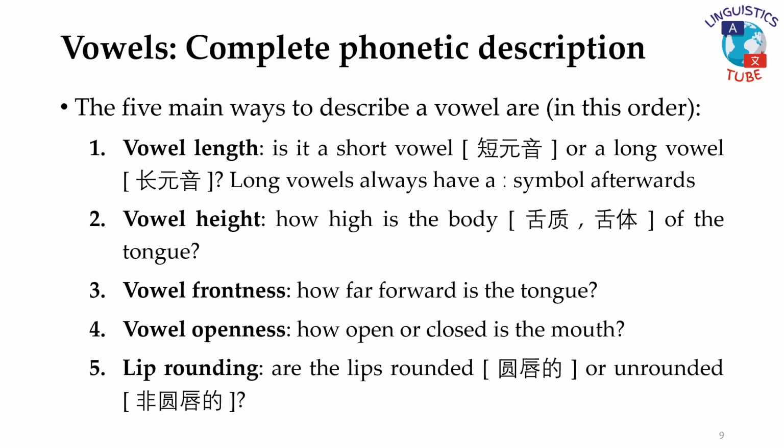Secondly, we describe the height of the body of the tongue in the mouth. Thirdly, we describe the frontness of the vowel. In other words, how far forward the tongue is in the mouth. Fourthly, we describe how open or closed the mouth is. Finally, we describe whether the lips are rounded or unrounded. In other words, whether the lips are in a circle shape when saying the vowel.